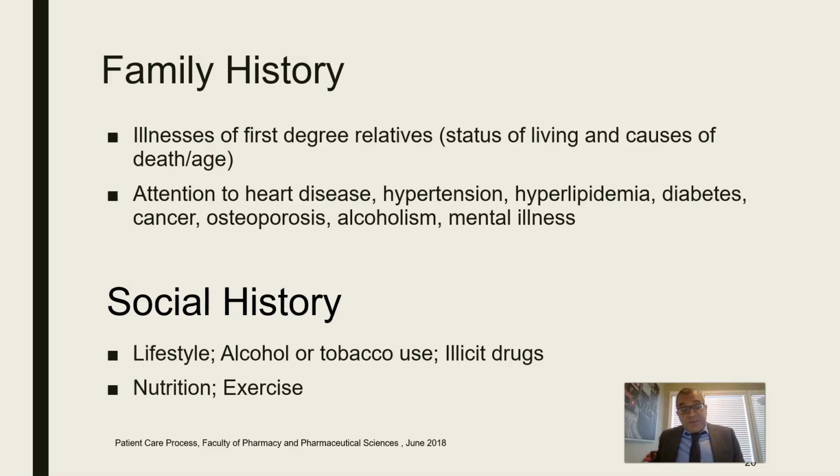Social history: ask about alcohol intake, tobacco use, illicit drugs, consumption of cannabis as well. Nutrition and exercise are important to ask about, because maybe the non-pharmacological management could be the answer to the patient's problems. So ask about social history, whether the patient is taking balanced meals or not, how often the patient is exercising, and what type of exercise the patient is doing.